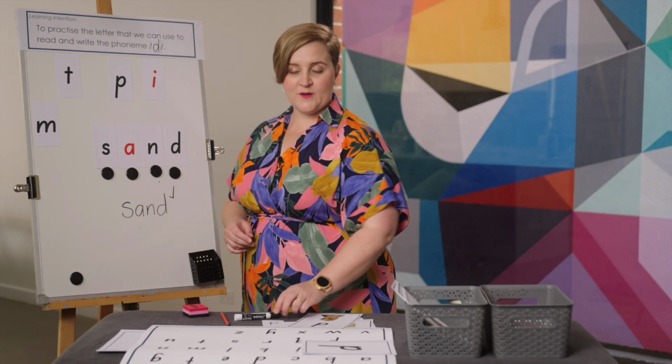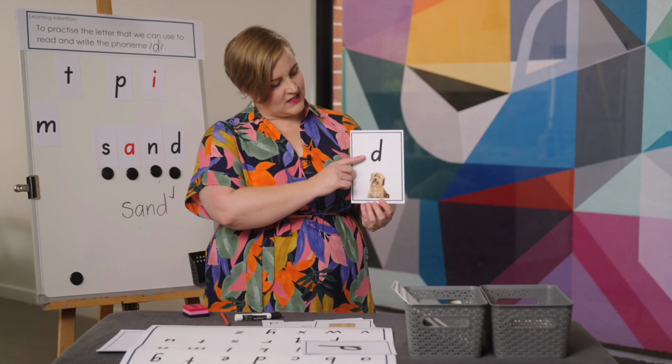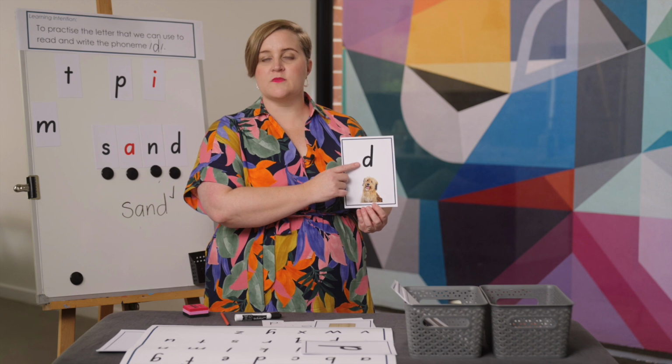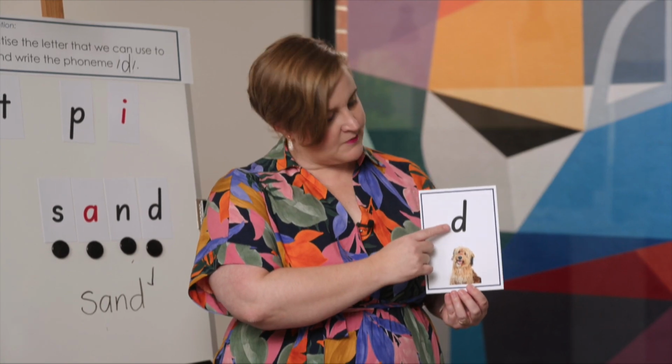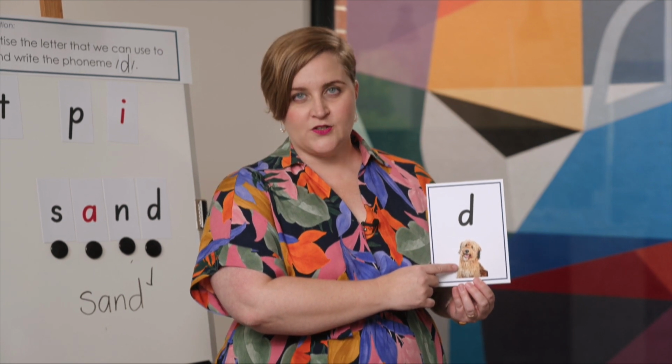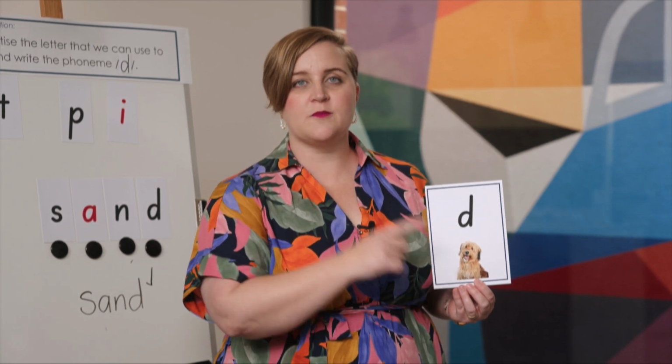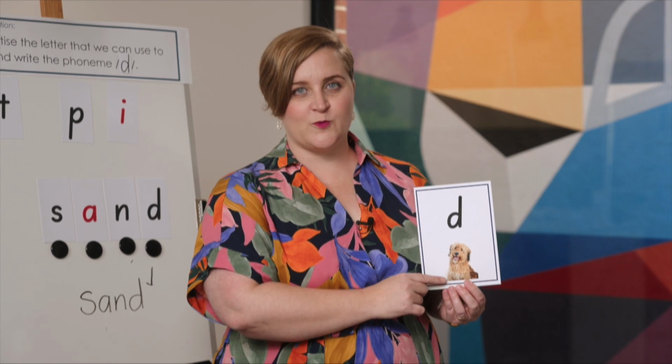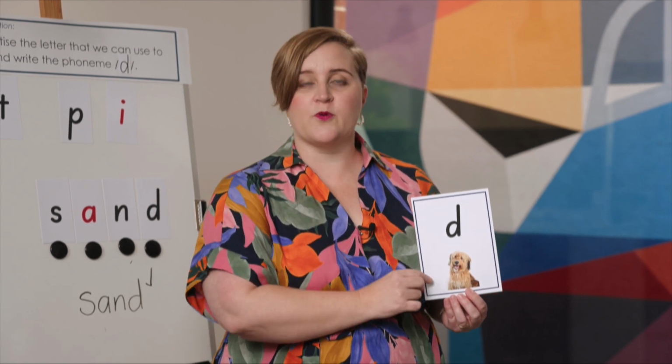So today we have been practicing that the letter D represents the phoneme D. The letter name is D, say D. Our picture is dog, say dog, dog. And our phoneme is D, say D. Well done. Let's put it all together and practice our skywriting.